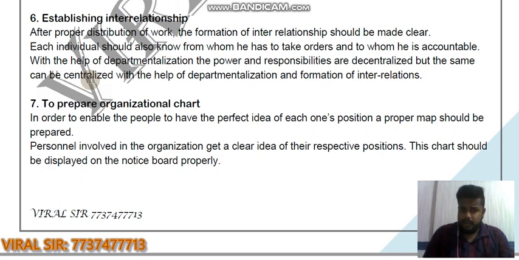So after the work has been distributed, the interrelationship should be made clear. Each individual should know from whom he has to take orders and to whom he is accountable. For a simple example, take our school hierarchy. After the departments have been set up, each and everyone should know their limits, to whom they have to report or are accountable, or from whom they have to take the orders. For example, students of 11th or 12th commerce stream will take orders from their class teachers or the teachers teaching in their classes regarding the class environment.